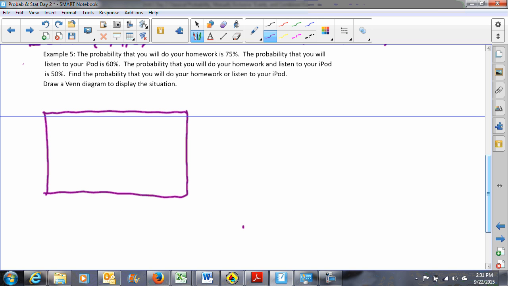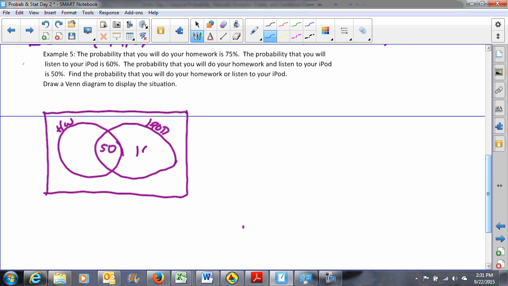Okay, so let's make this circle represent homework. And we'll let this circle represent listen to your iPod. Now, the probability that you're going to do both is 50%. So that 50% goes right in here. Now, the total probability that you're going to listen to your iPod is 60%. Now, 50% of it is already in that circle, so there's another 10% for right here. The probability that you're going to do your homework is 75%. Now, 50% is already inside the homework circle, so there's 25% more to put in there.